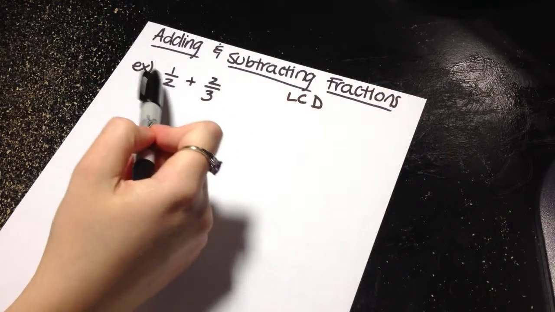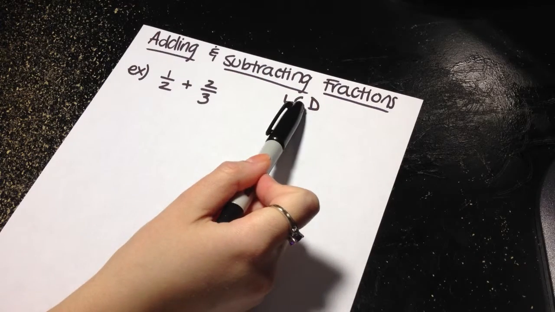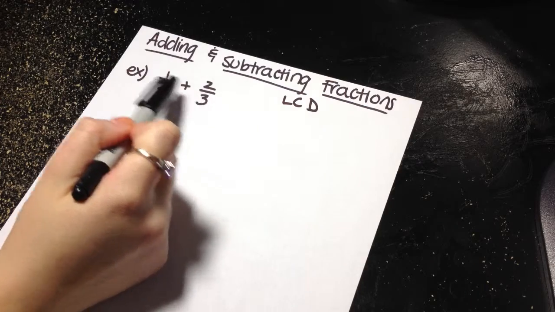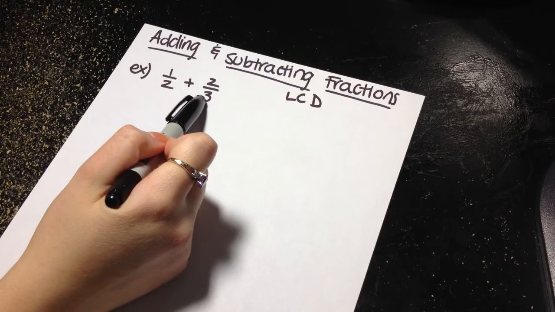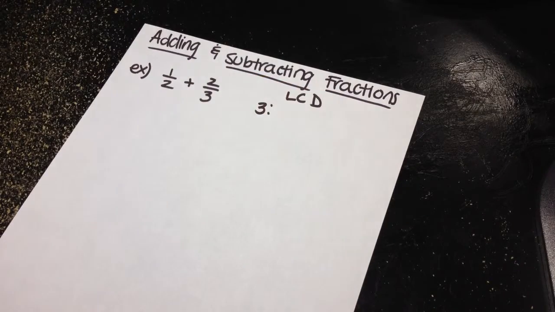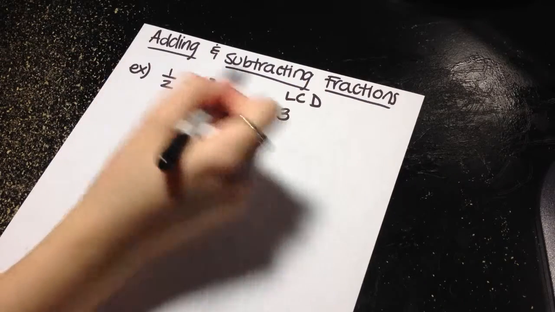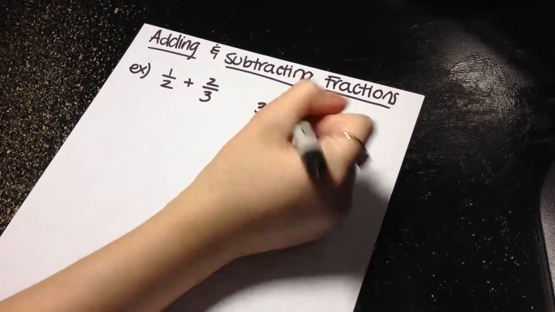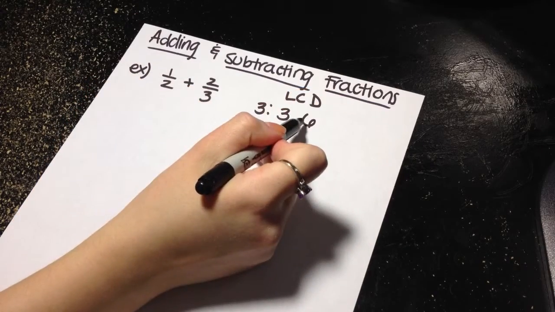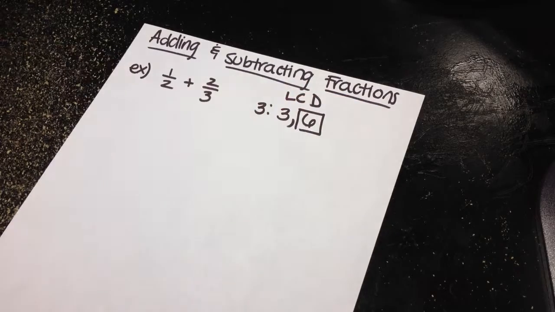So if we look at what we have here, we have a 2 on the bottom and a 3 on the bottom. So we need to find the LCD, or the least common denominator. To find our LCD, we need to choose our greatest number. That would be 3. So we're going to just write multiples of 3. First it's 3. Well, does 2 go into 3 evenly? No, so that doesn't work. After 3 we have 6. Does 2 go into 6? Yes. Does 3 go into 6? Yes. So our LCD in this case is 6.